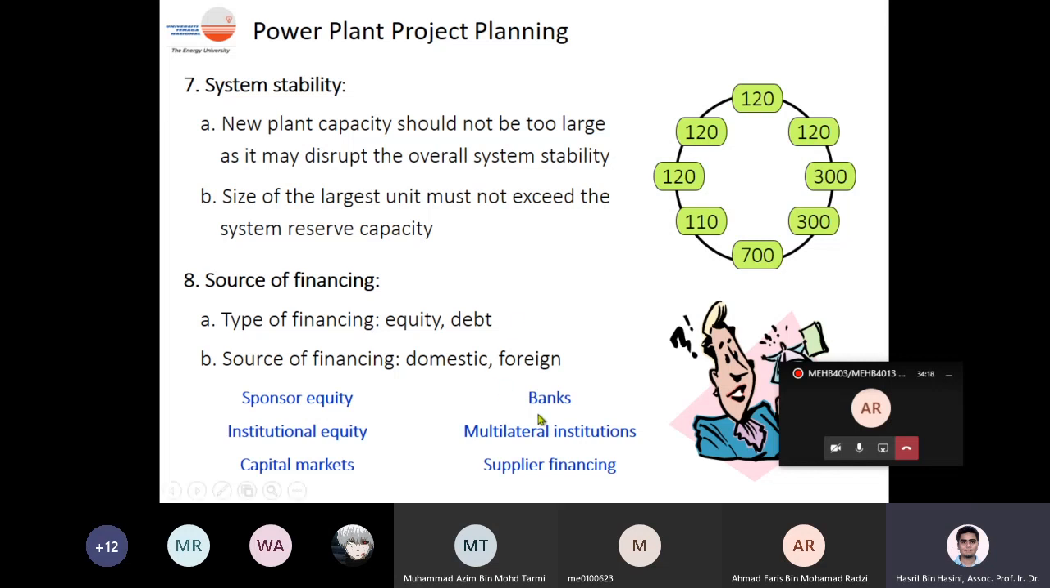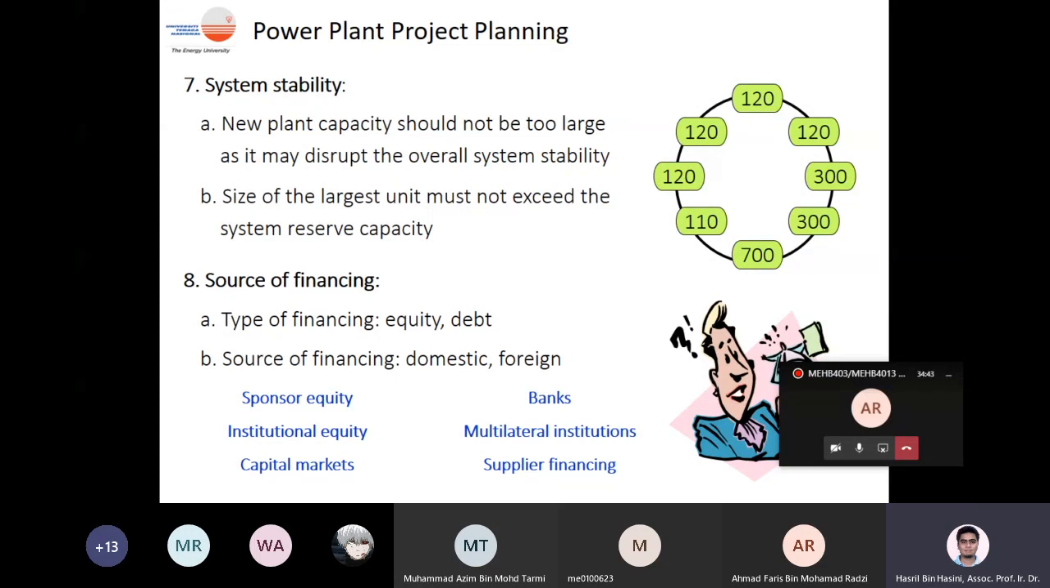Maybe from banks or multilateral institutions. You have many institutions combining to give you the loan. Maybe you get your finance directly from the supplier. As an example, the supplier of the steam turbine just gives you the loan to buy their steam turbine. So this is also possible.